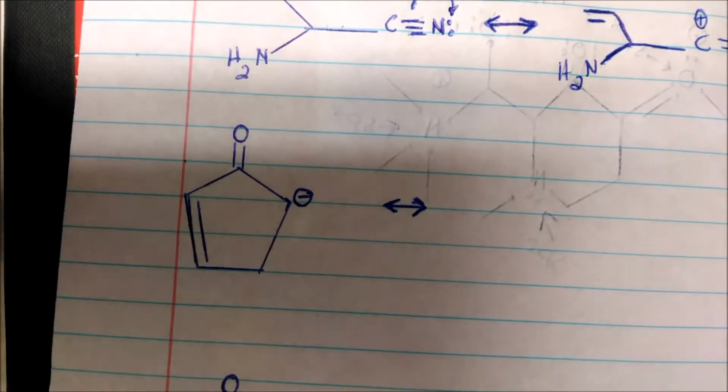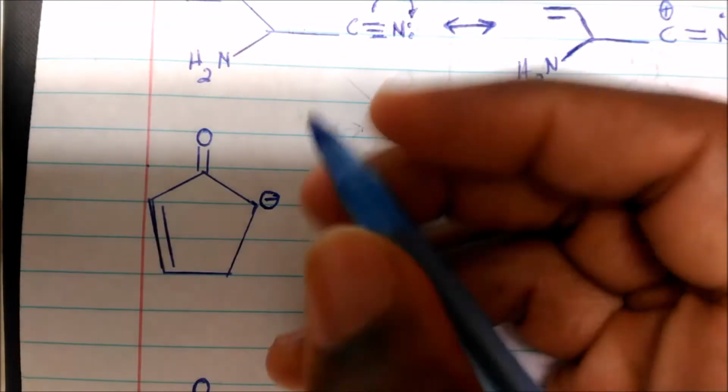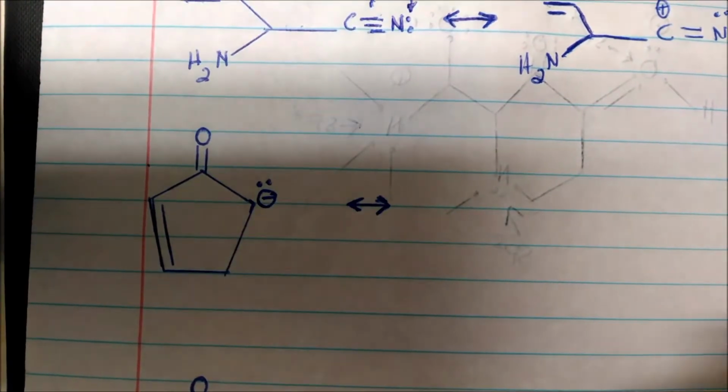How about the second one? All right. Looking at something like this, anytime you have a minus sign on the outside of a ring, that means you have a lone pair on a carbon, right? You have a lone pair outside.